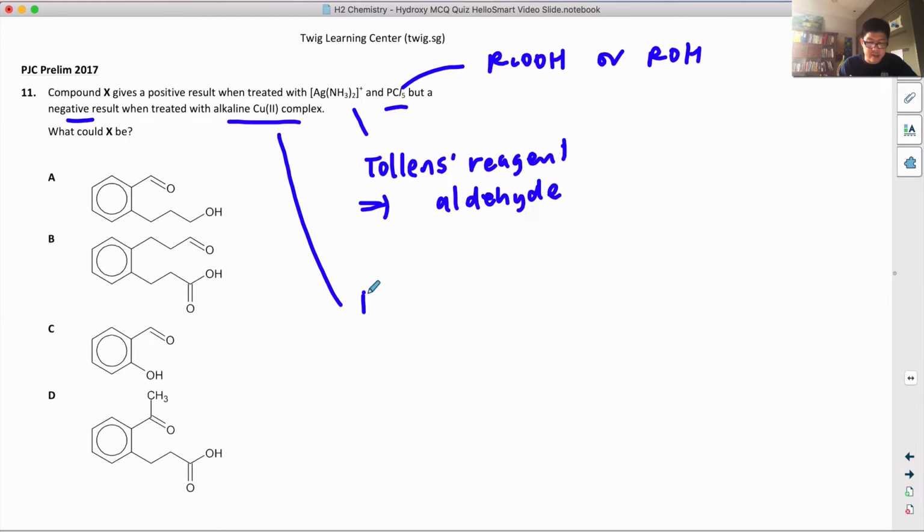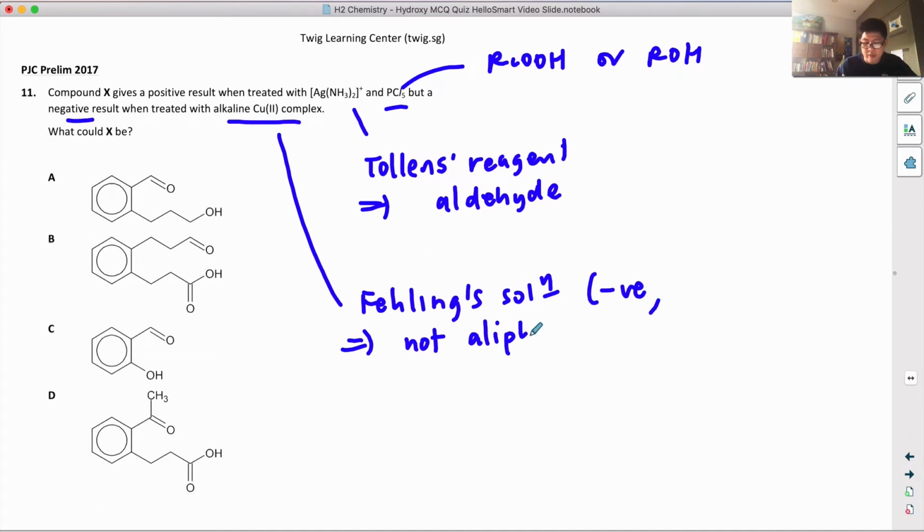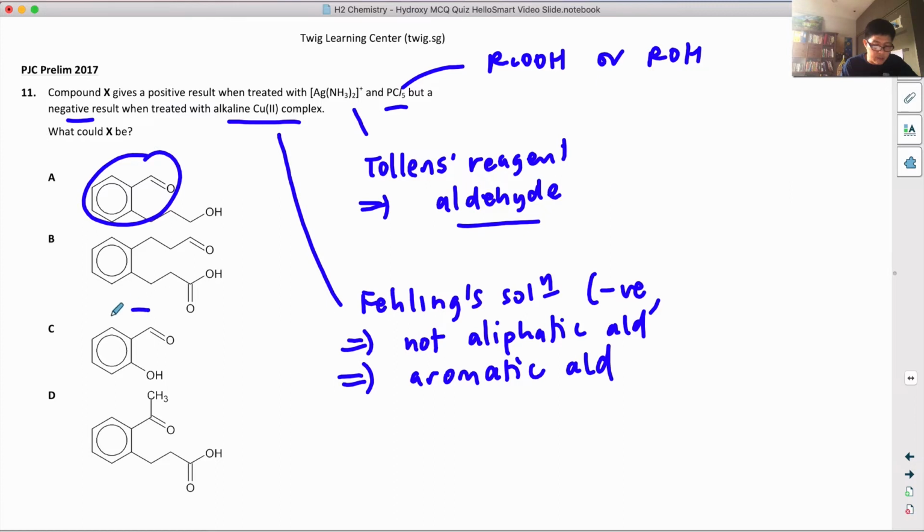This is actually Fehling's. Fehling's solution is a positive test for aliphatic aldehyde. So if it's a negative result, it means it's not aliphatic. They say negative result, so it's not an aliphatic aldehyde. Since it's already an aldehyde, it must be an aromatic aldehyde. So I'm looking out for an aromatic aldehyde. This is my aromatic aldehyde, and this is my aromatic aldehyde. So the answer has to be A or C.